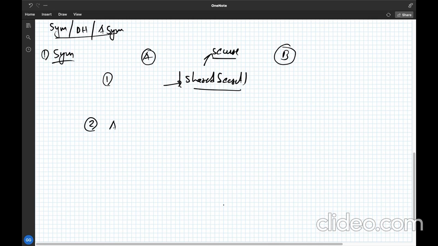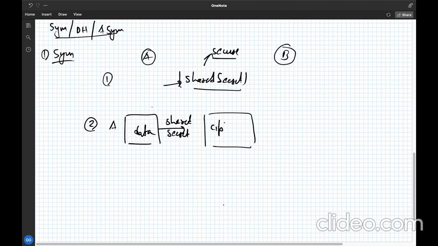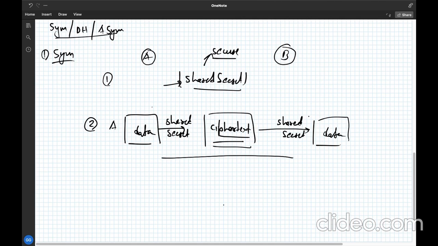Second step, A simply takes the data, whatever they want to send to B, and encrypts that data using the shared key that they came up with in the first step. The output of this will be what we call ciphertext, or basically a bunch of gibberish that no one can understand. Then this is sent over to B, and B can apply the shared secret that they have, and B can get the original data back. That's it. That's symmetric encryption for you.